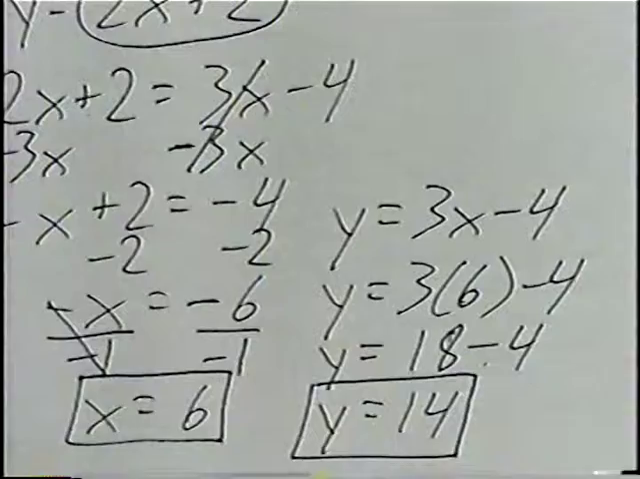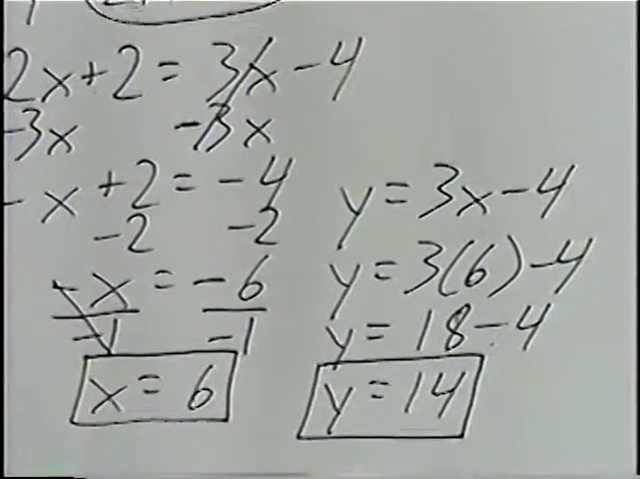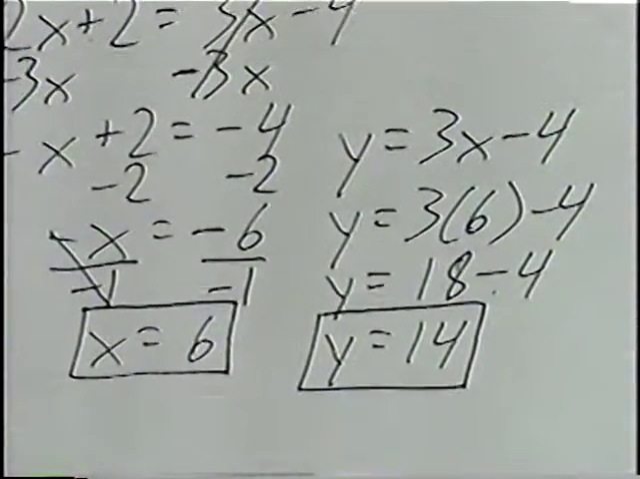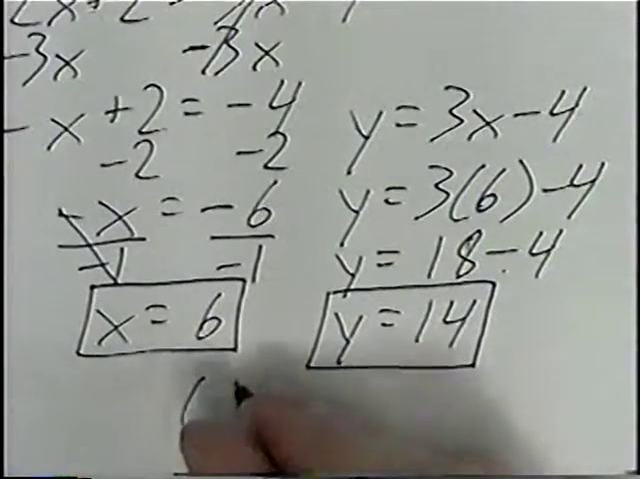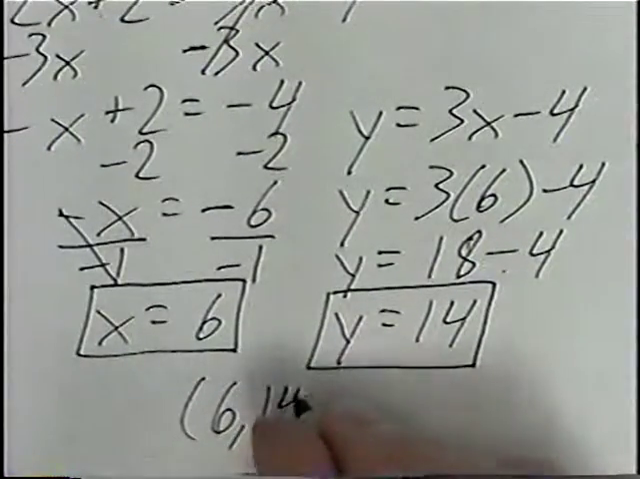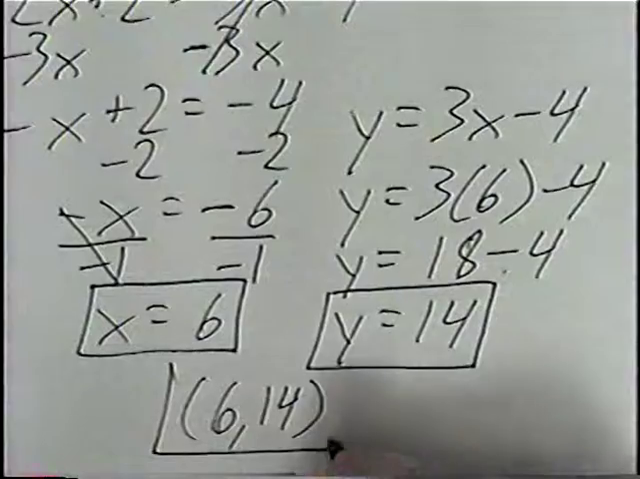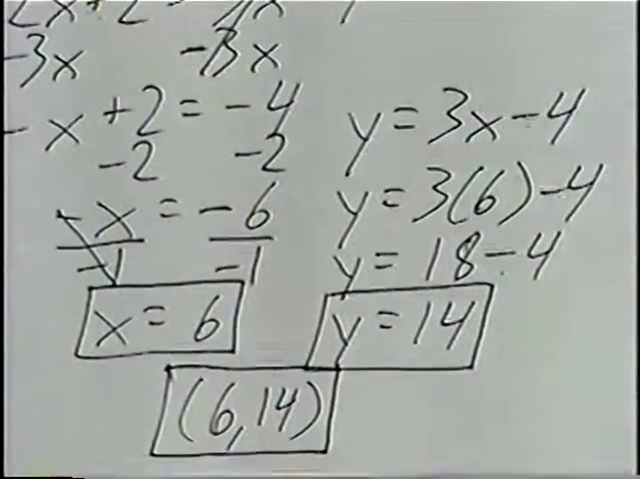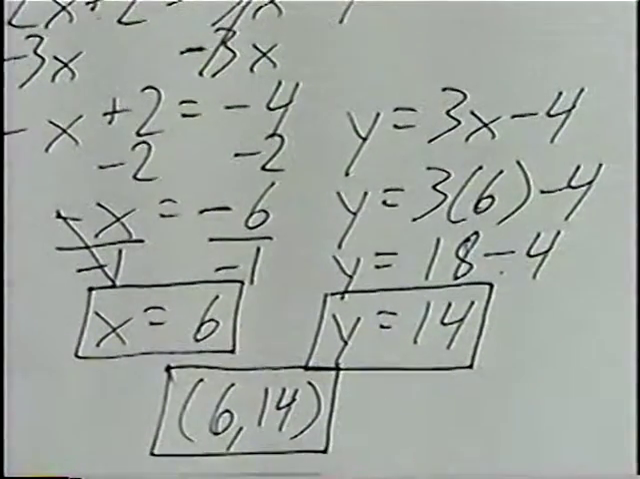So we have two answers, x equals 6 and y equals 14. If you want to, you could write this as a single point, x comma y, which would be 6 comma 14. This point represents the solution, or where the graphs would cross if you graph the equations.